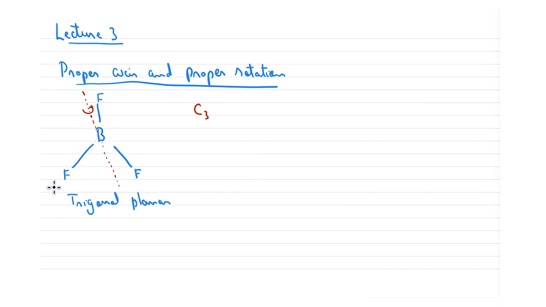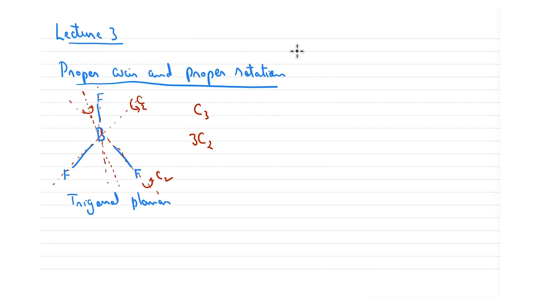Another axis will be the one which is actually in the plane of the board and is passing through B and F atoms. So this will be called as C2 axis. And how many such C2 axes will be present? There will be 3 such C2 axes present. So we have 3 such BF atoms. So we'll have this C2 and another one passing through this, right? So 3 such C2 axes. Now let us see what is the effect of C3 and C2 operations onto this molecule.